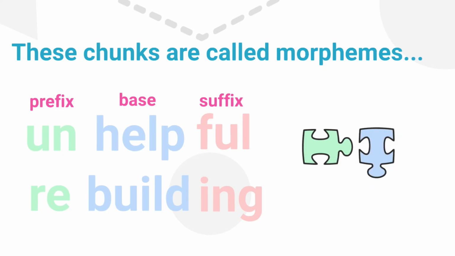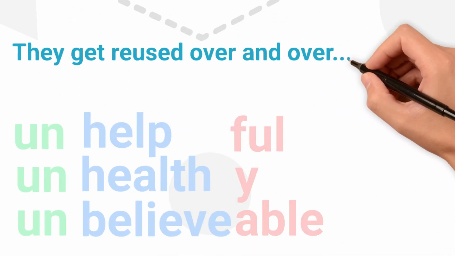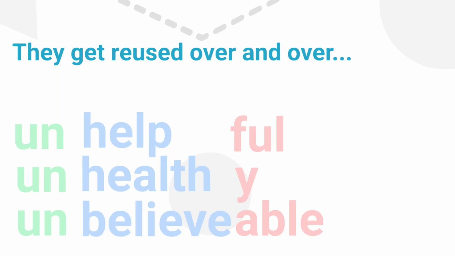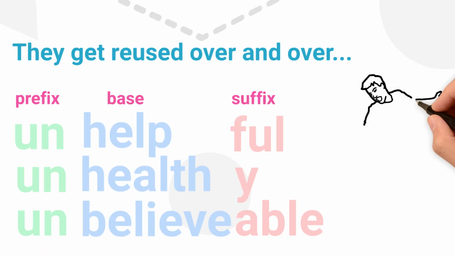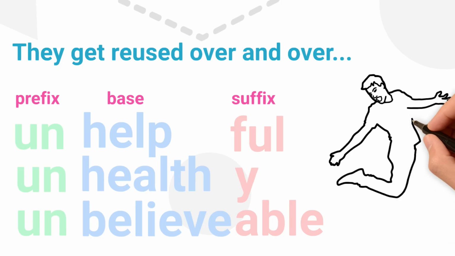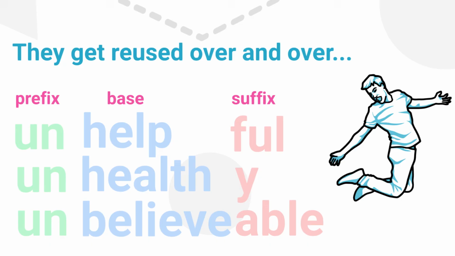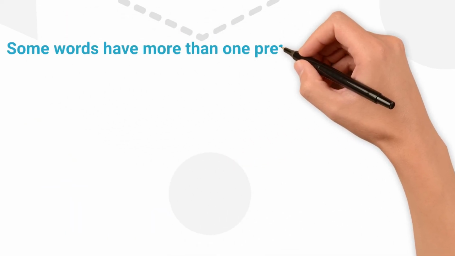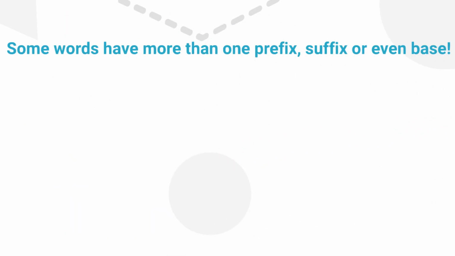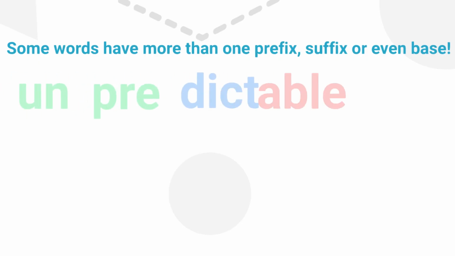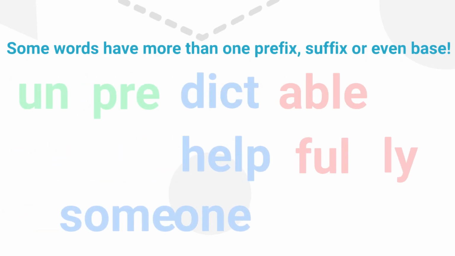Once we know many of these reoccurring chunks in English, we can read and spell thousands of words because they get reused over and over, like in the words unhelpful, unhealthy, and unbelievable. Isn't that so cool? English isn't a matter of memorising the spelling and meanings of thousands of words. We can just learn these chunks and use them over and over again. Some words even have more than one prefix, suffix, or even base, as in unpredictable, unhelpfully, and someone.